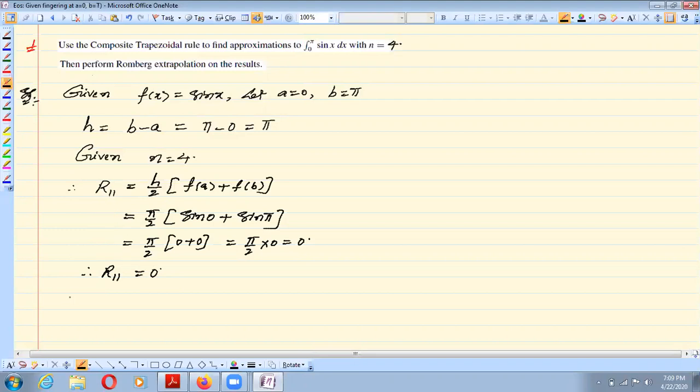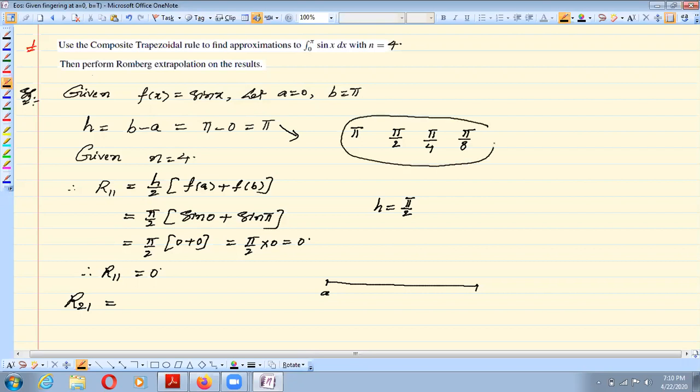Next, the same process we have to find R21. So here R21 means we can form an interval. First of all, this is a. Now we can do the subintervals. Here h is equal to pi value will be taken here. Now we can take h value here, pi by 2, so we can maintain the length. First of all pi, next we can take pi by 2, next half of this one pi by 4, and we'll continue like that.